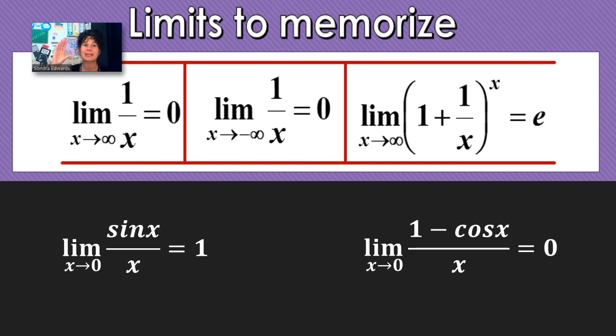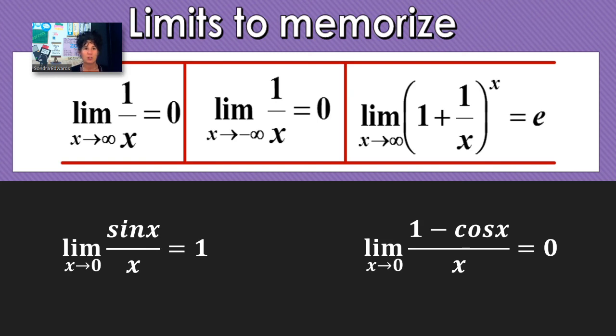So the answers are getting smaller, smaller, smaller, smaller, and we're heading to 0. This one is less intuitive, and that's why it's memorized. Okay, the 2 down here, usually you see sine x over x and 1 minus cosine x over x often enough that hopefully they start to jump off the page at you and you're like, oh yeah, that's one of those memorized ones.